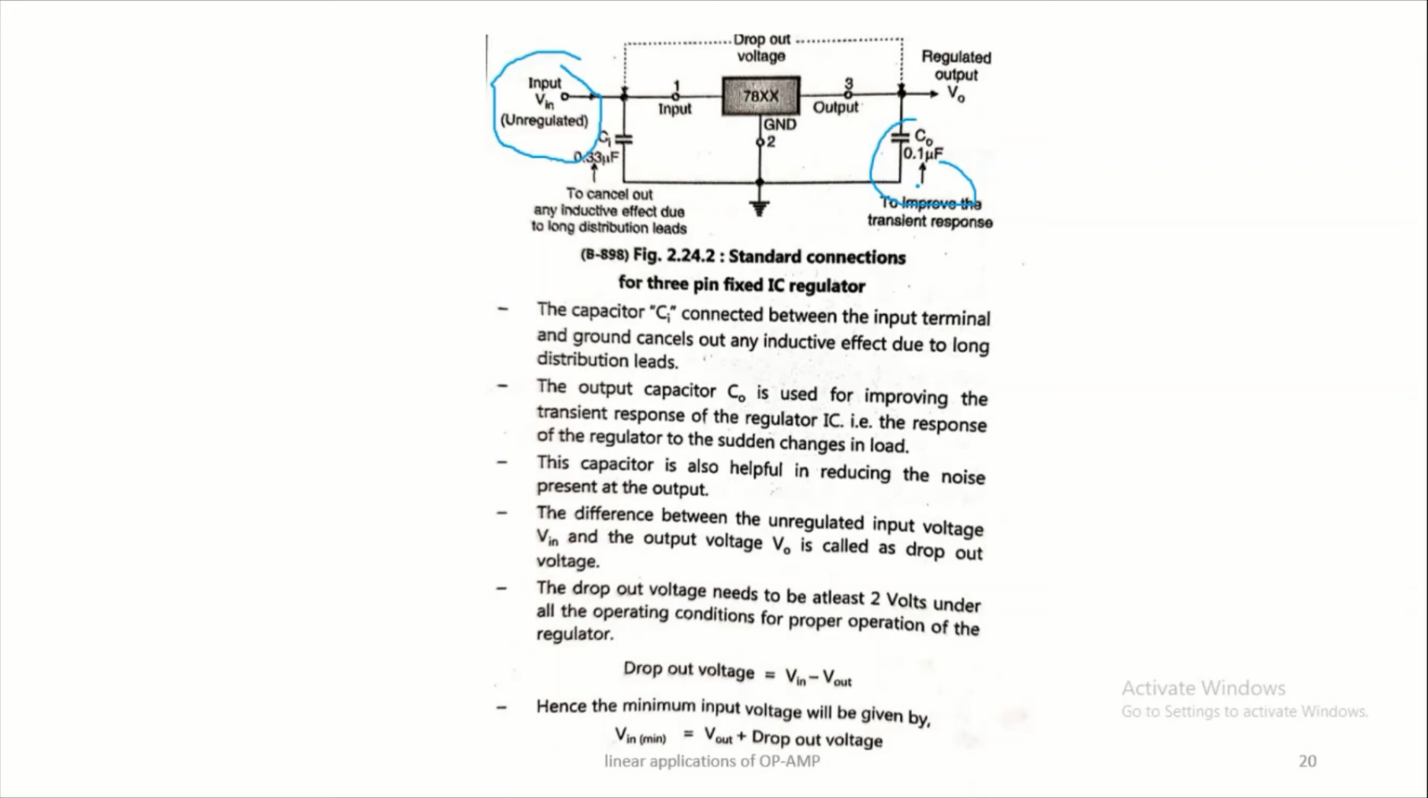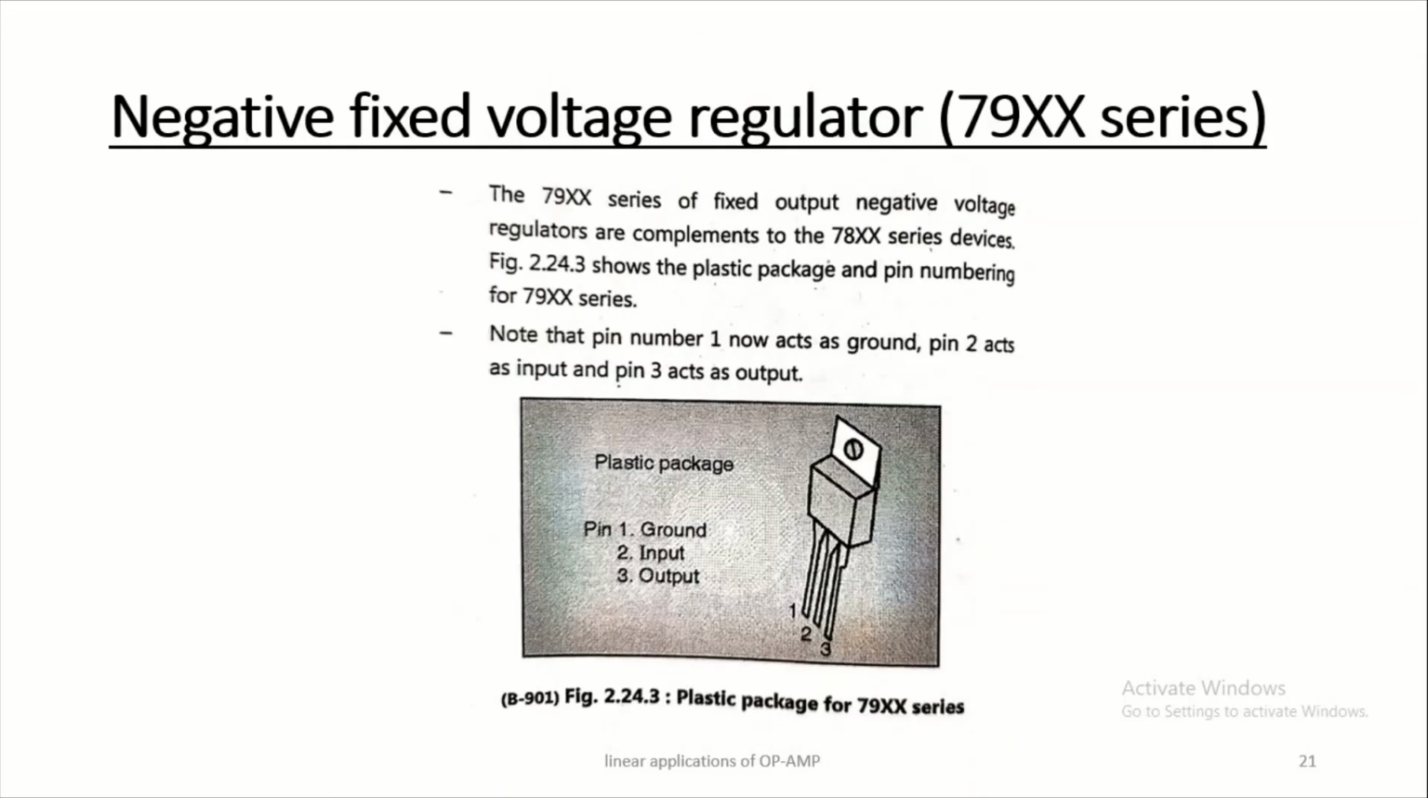The difference between the unregulated input voltage VIN and the output voltage V0 is called the dropout voltage. The dropout voltage needs to be at least 2 volt under all operating conditions for the proper operation of the regulator. Dropout voltage is nothing but the difference between VIN and Vout. Hence, the minimum input voltage is given by V input minimum equals V out plus dropout voltage. Now, next is the negative fixed voltage regulator 79xx series.